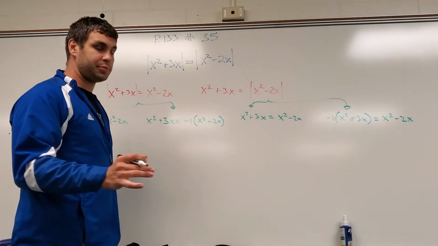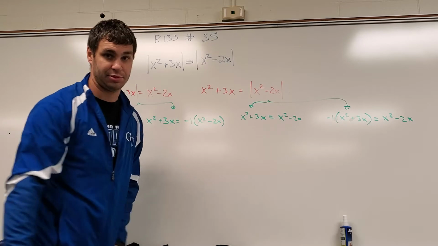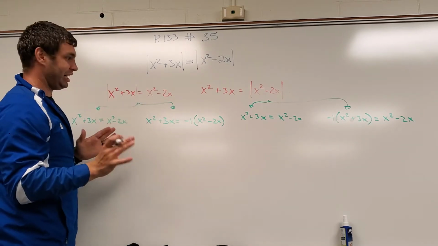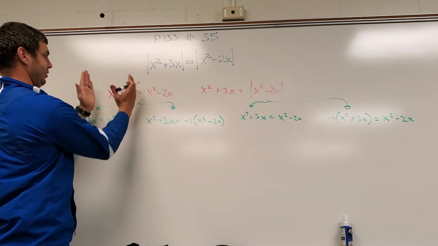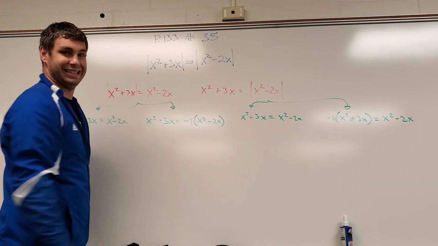Okay, this problem right here is a little bit tricky. We have an absolute value that equals another absolute value. And when that happens, we kind of have to think of it like this, all right? So I'm going to take the first side where I have absolute value and just set it equal to what's on the inside of the absolute value.